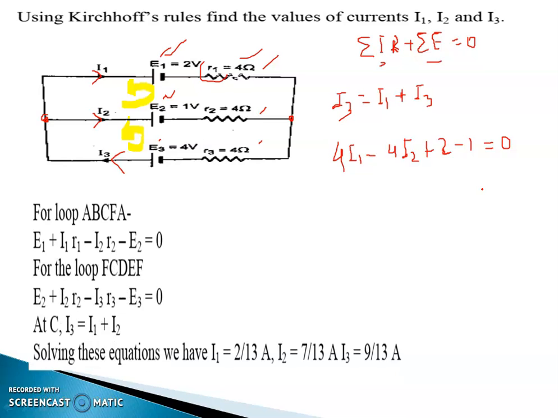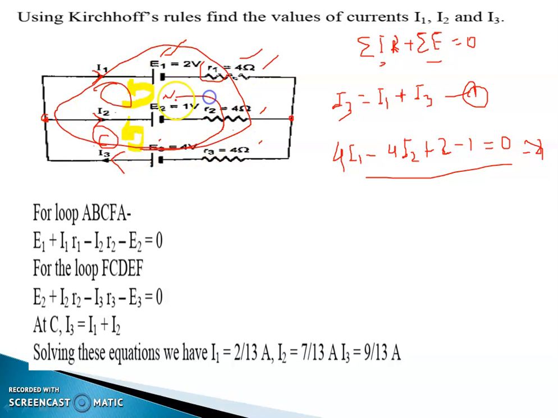Similarly, for the other loops, we can calculate the values, and after solving, there will be 4 equations. Number 1 is for the junction rule, number 2 is for the first loop, this one. The third equation will be for this loop, and the fourth one will be for the entire outer loop. Then we have to calculate all the values I1, I2 and I3. So this is the answer to this question.